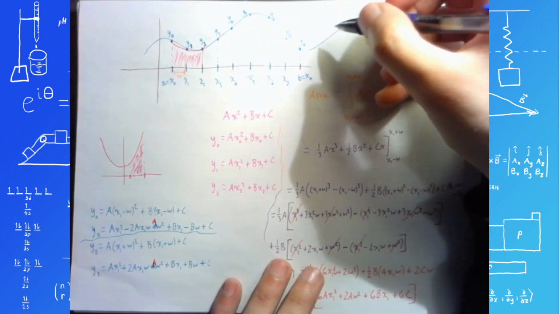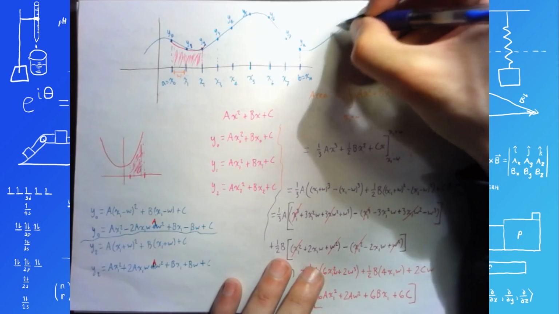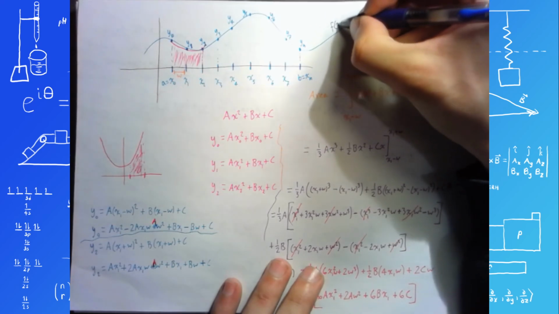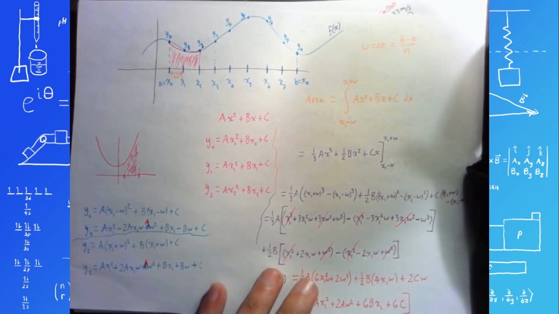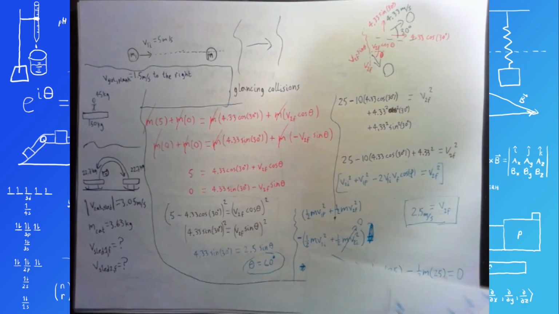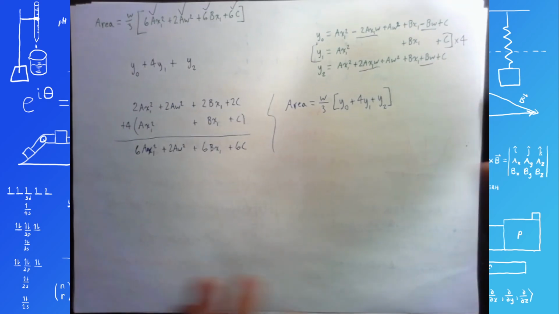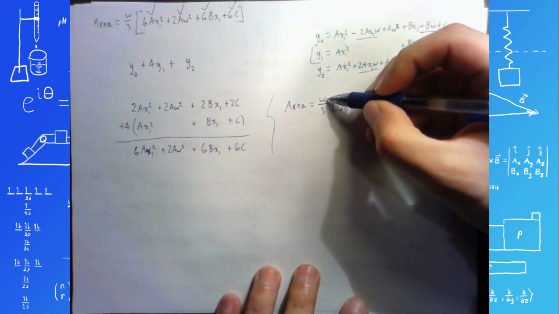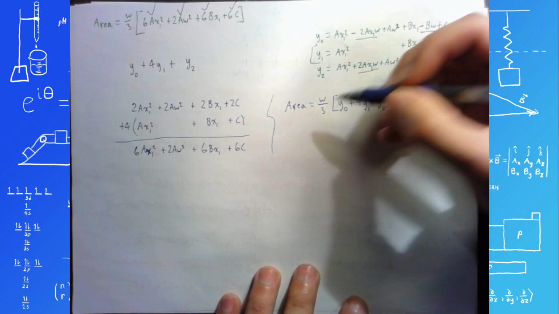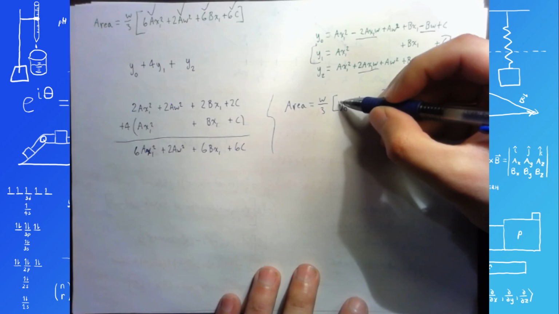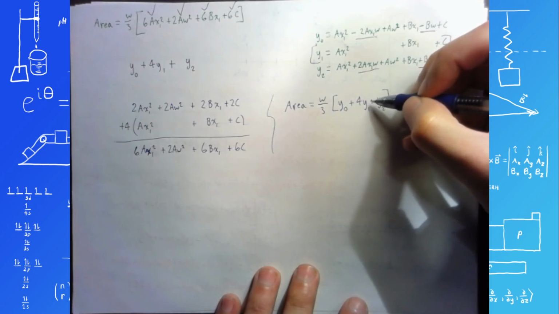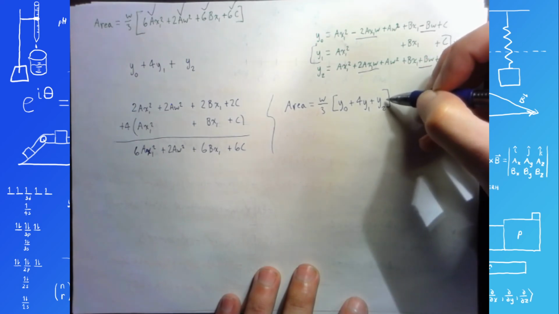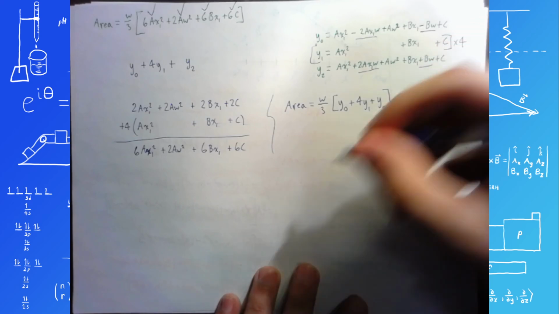If you are approximating the area under this function, call it f of x, then now all you have to do to calculate area is take the width per subinterval divided by 3 and just plug in f of x0 plus 4 times f of x1 plus 1 times f of x2.